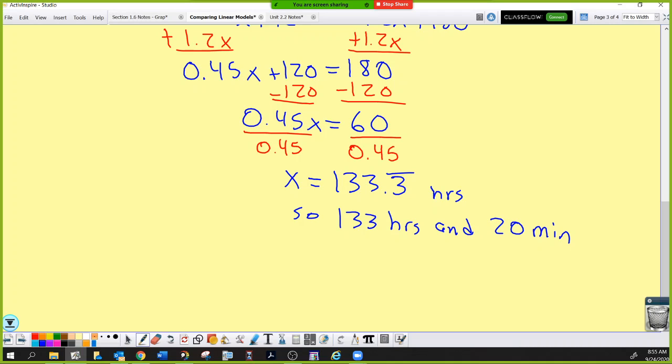Lewis? Yeah, you'd plug in 133.3 repeating into either one of them. And you don't have to do both because you know they're equal. So you just plug it into one of them. And the answer probably won't be pretty because of the repeating decimal. But the point is, that's how you would do it.